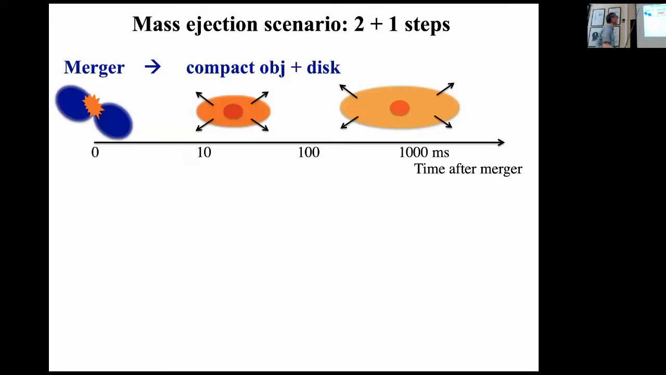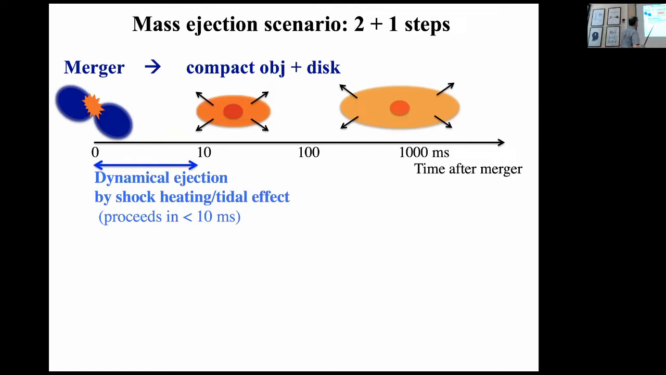So anyway, in the presence of a disk, with tidal disruption or merger, we could have mass ejection. This is a result from many numerical simulations. But there are two steps for mass ejection. The first step is dynamical ejection. This occurs by shock heating or tidal effects. In the presence of a black hole, in this case only shock heating, not tidal effects, is important. This process occurs within 10 milliseconds after the merger.